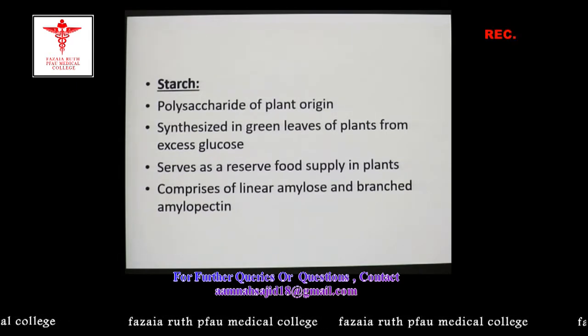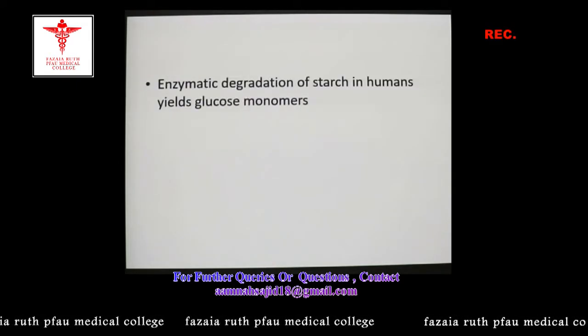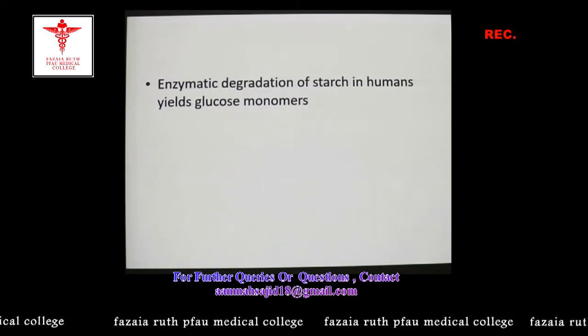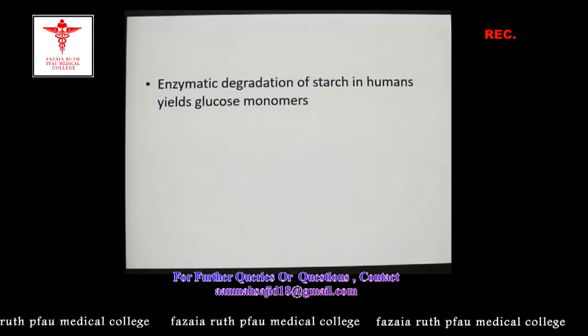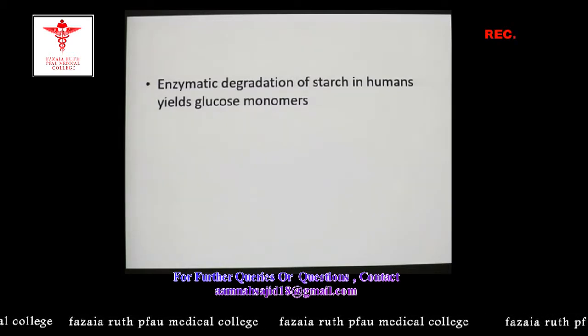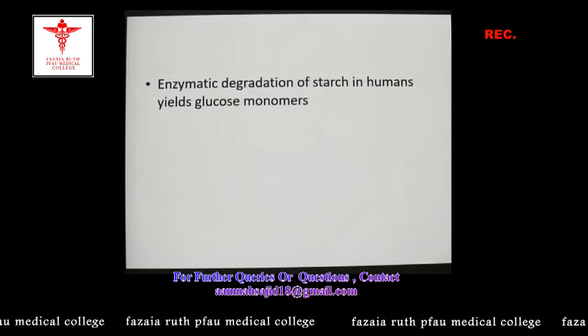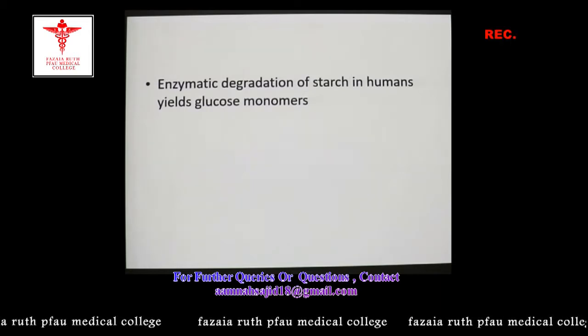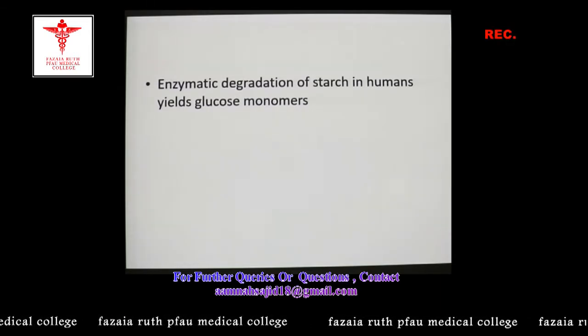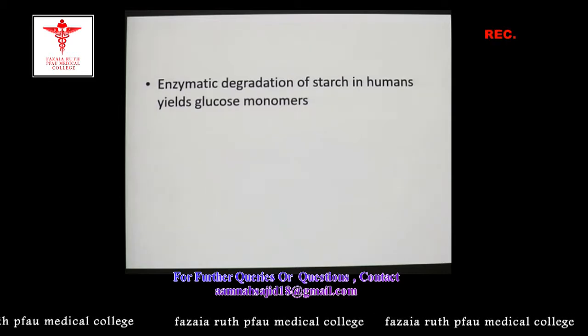So this dietary starch undergoes enzymatic degradation in our digestive tract, and as a result of this degradation, it is converted into its constituent glucose monomers. And these glucose monomers or molecules can then be used by the cells for energy production and for other purposes.